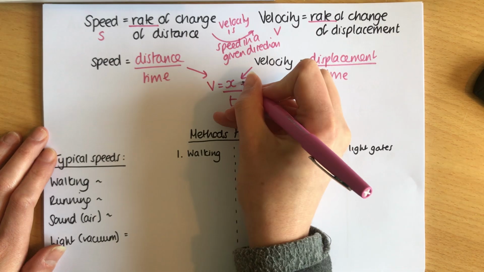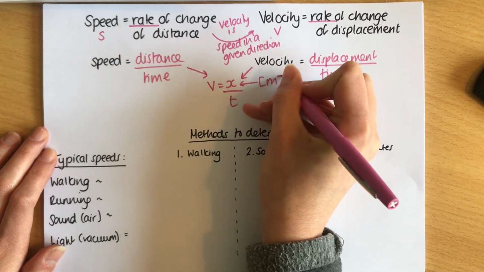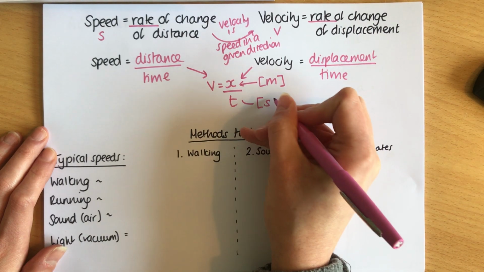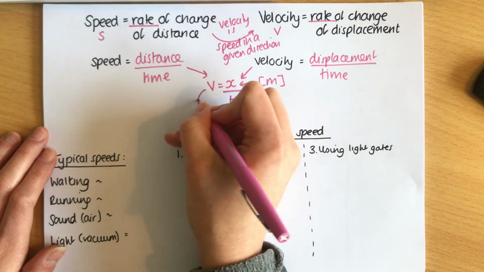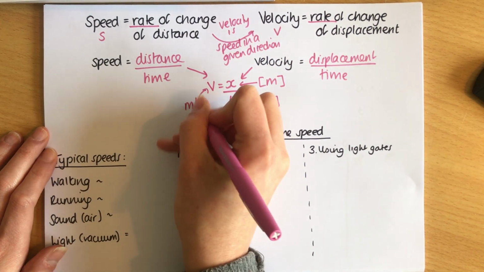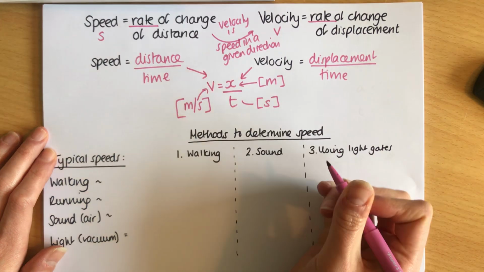Now the units of these things. The unit of x should be the metre, the little square bracket means unit. The unit of time is second, which means the unit of velocity or speed is distance divided by time, or metres divided by second. It's the metre per second.